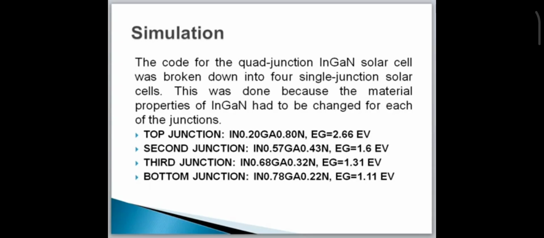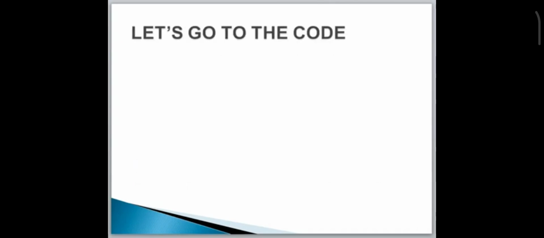I will show you the code of the top junction having the band gap 2.66 electron volt. If you want to run for the others, you simply have to change the electron band gap value. You can find the characteristic curve of all the junctions. You can find the values of individual characteristics as well as combined characteristics of the quad junction solar cell. Let's go to the code.